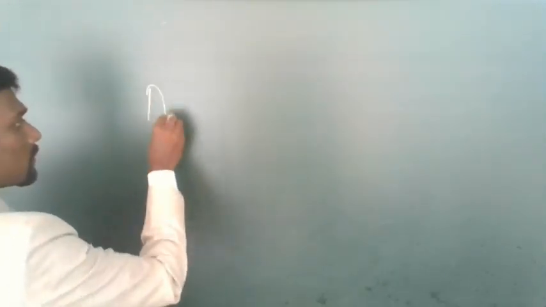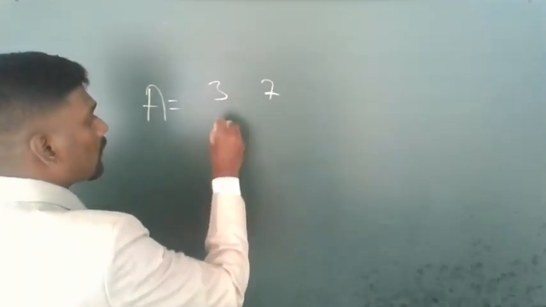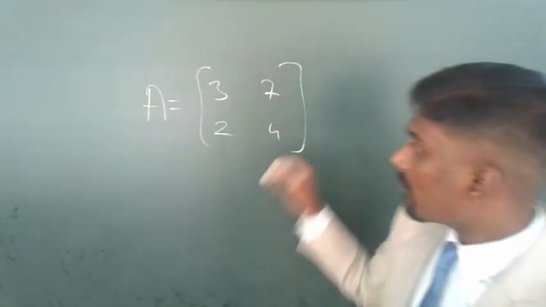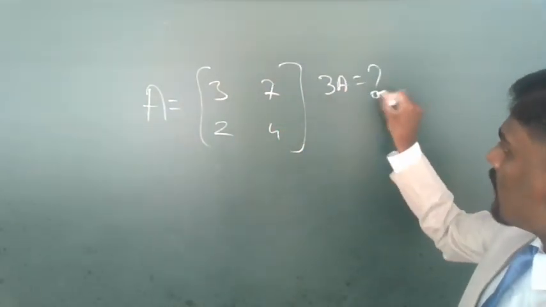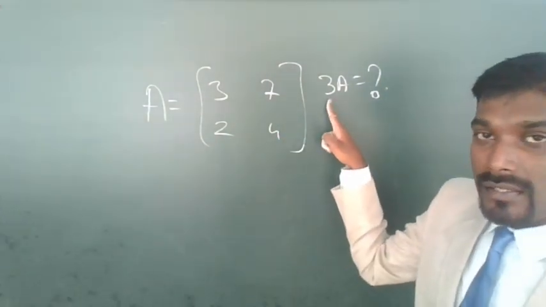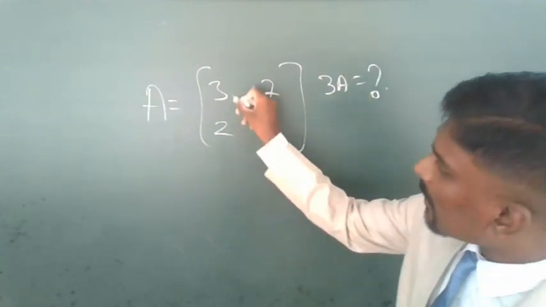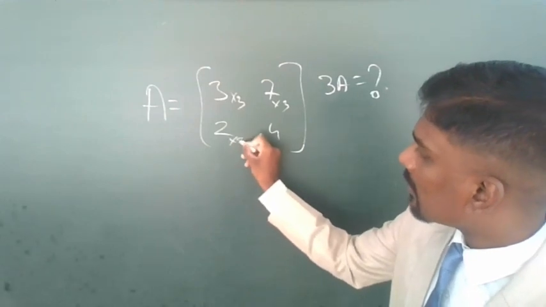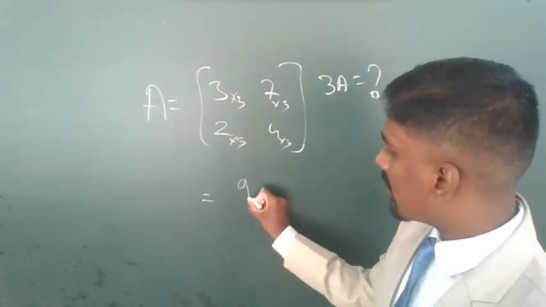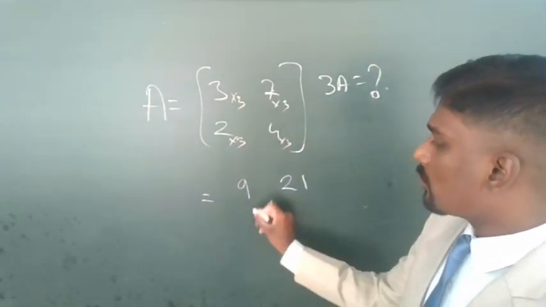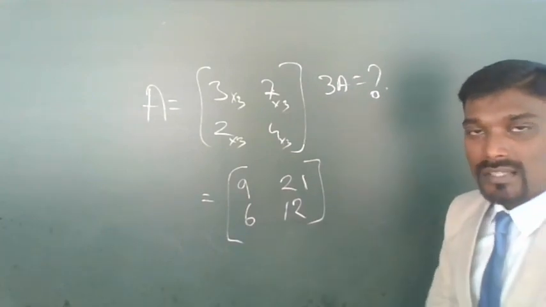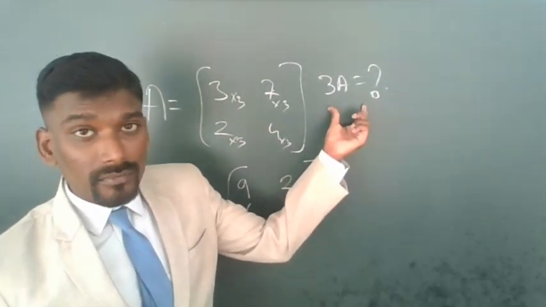Now for example, if I write A is equal to the matrix 3 7 2 4. This is the matrix. Now if I ask you what is the value of 3A? If this is the question, what is the number multiplied here to this matrix? It is 3. Now this 3 you will multiply here, here, here and here. This will be the answer. What is the answer? 3 into 3 is 9, 7 into 3 is 21, 2 3s are 6 and 4 3s are 12. Okay, 9, 21, 6 and 12. This is the answer when I ask what is the value of 3A.